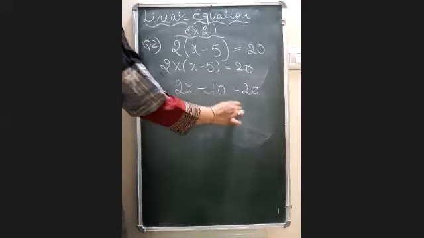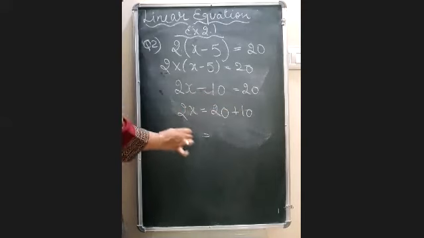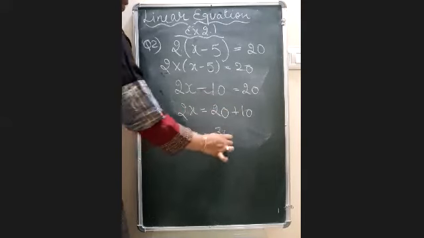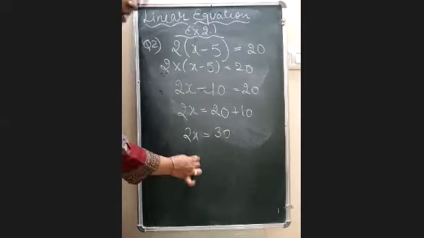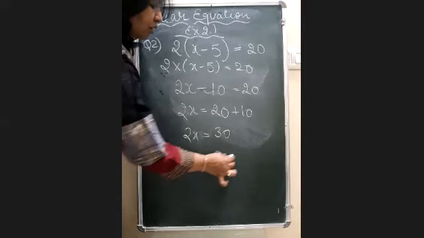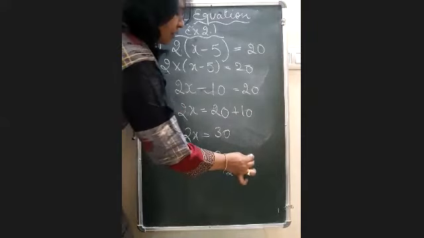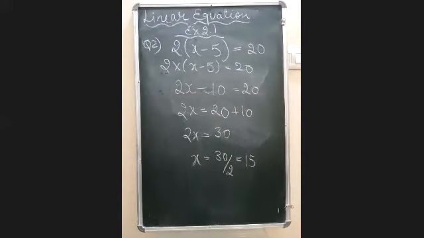This minus 10 will go that side in plus 10, which will give you 2x is equals to 20 plus 10, which will give you 30. And x is equals to 30 by 2, which will give us 15. Very simple question again.